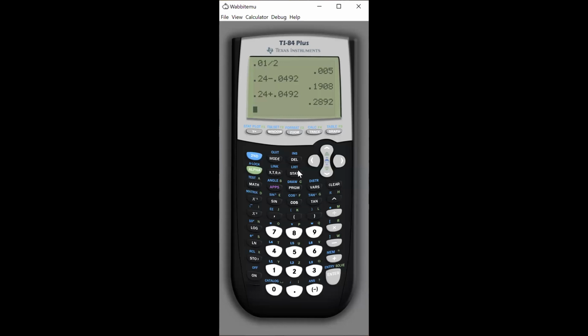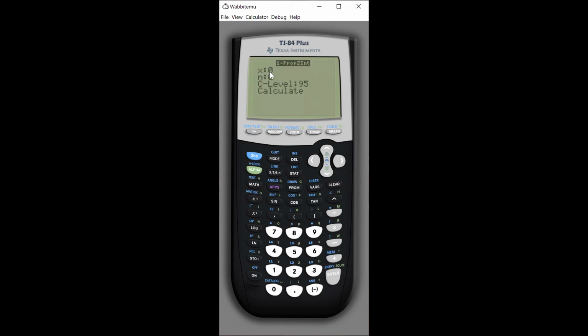All right, so first thing you want to do, you want to hit the stats button. And then you want to move to the right all the way to tests. If you look at the seventh position, you should see Z interval. We don't actually want that. We want one that says proportion, so we keep on going down. At letter A, it says 1-PropZInt. Int means interval. So we're going to do 1-PropZInt.